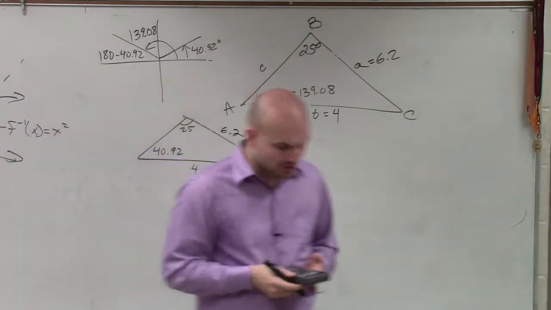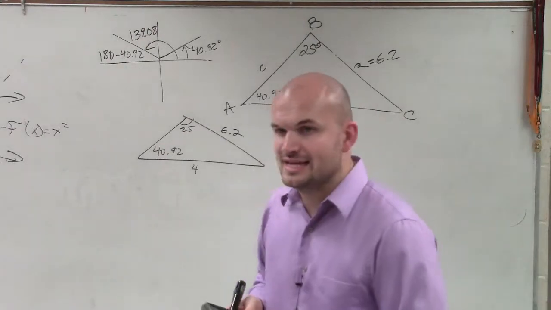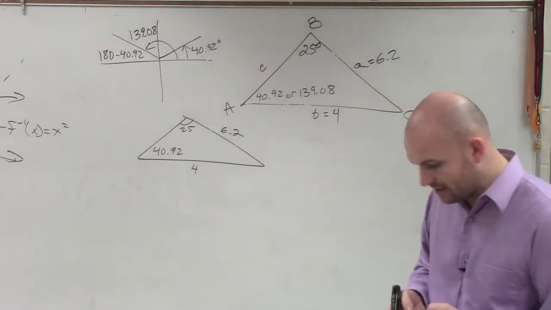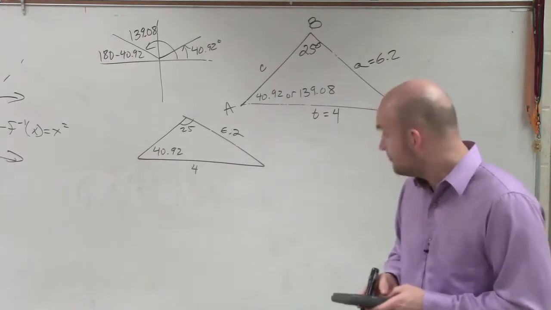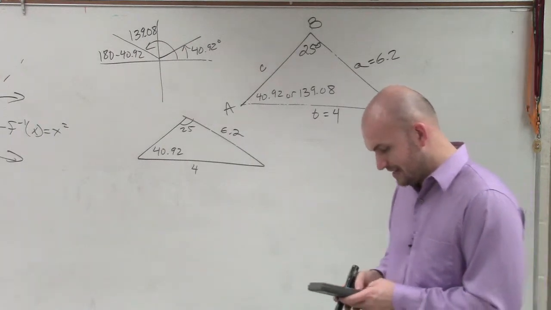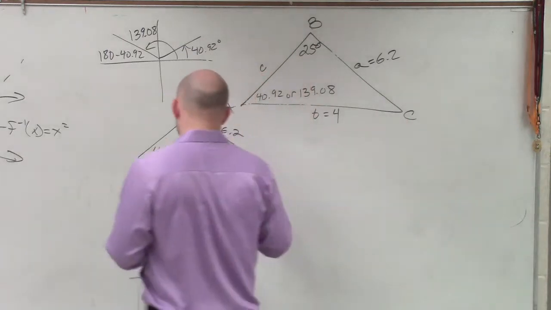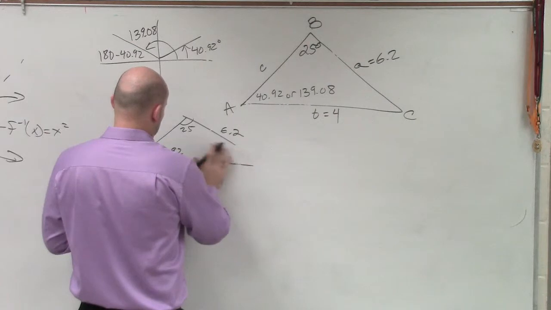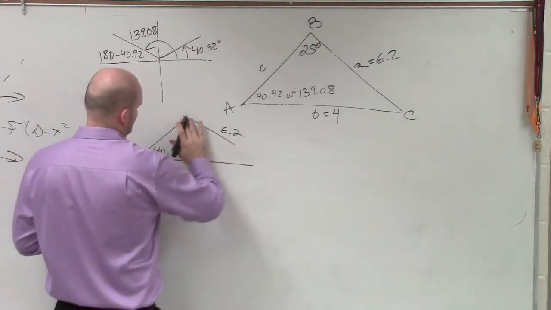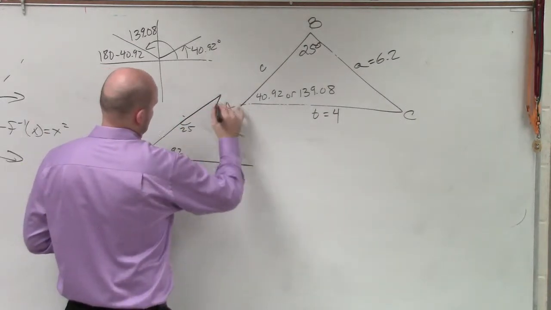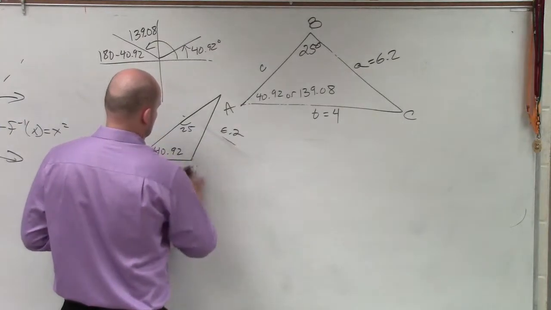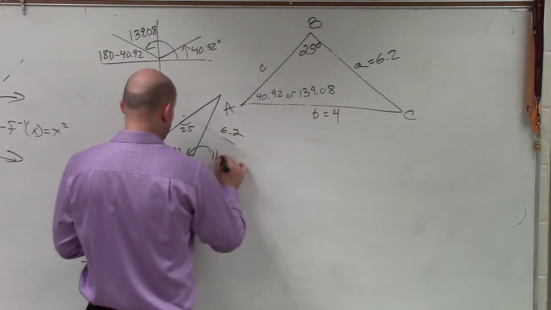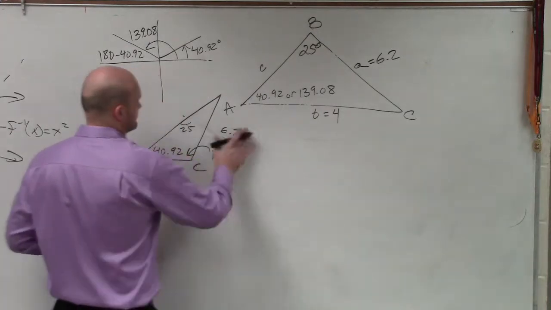If this is what my triangle looks like, to find the angle C, Mackenzie, right now I'd just be taking a look at this. What I would do is I'd say 180 minus 25 minus 40.92. And I could say C is going to be 114.08.